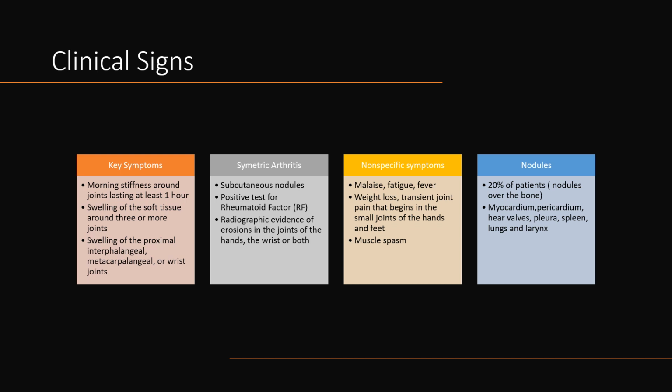Nodules can also be found in the myocardium, pericardium, heart valve, pleura, lungs, spleen, and larynx. Other systemic symptoms may include anemia, formation of subcutaneous nodules, pericarditis, lymphadenopathy, splenomegaly, interstitial lung disease, or vasculitis. Felty syndrome is a combination of several of these symptoms. We have chronic rheumatoid arthritis coupled with neutropenia, splenomegaly, and possibly thrombocytopenia.